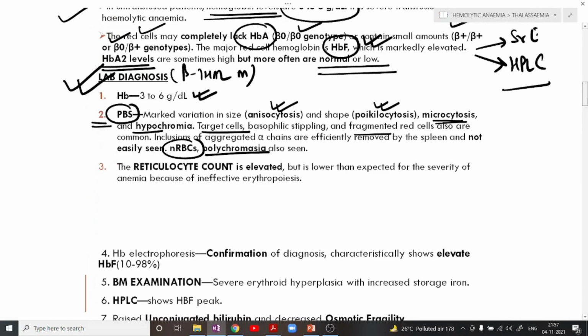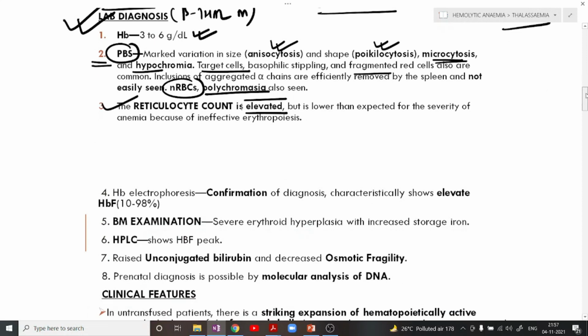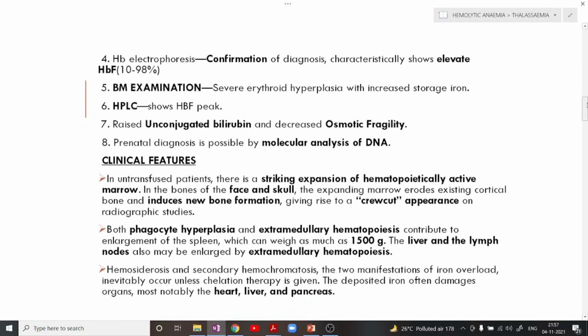Okay. Now the third important parameter in the lab diagnosis is the reticulocyte. Now the retic count is elevated, but it is not as much elevated as is required for the degree of anemia. Okay. Now the fourth important lab diagnosis over here is to carry out hemoglobin electrophoresis. This is required for confirmation of diagnosis.